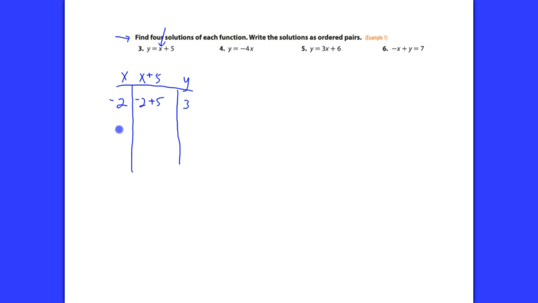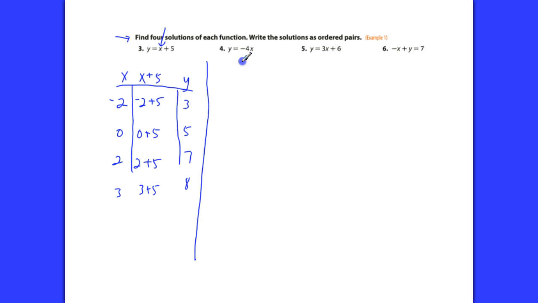Another one, a really easy one you should always pick, is 0, because we love doing math with 0, because it's just that easy. 0 plus 5 is 5. I'll just pick another one, 2. 2 plus 5 is 7, and I'll pick one more, 3 plus 5 is 8. And you could have picked, who knows, maybe 1, or maybe negative 1, or maybe 5, 6, or 7. That's just an example. They asked for 4 solutions. They didn't tell you exactly what x needed to be. So you just pick 4 values and list them, and that would be fine.